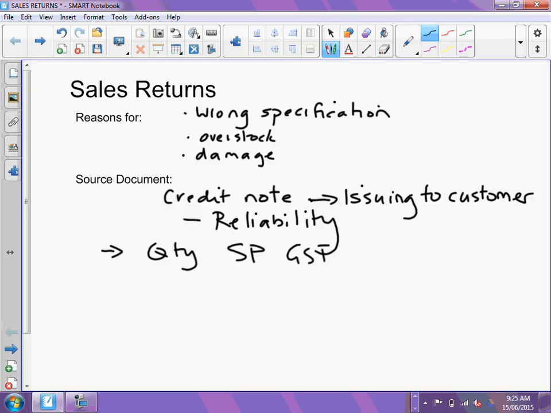So from there, you will have the total that's going to be refunded to the customer. And the refund, in this case, takes the form of a decrease in debtors, the subsidiary ledger and the control account.